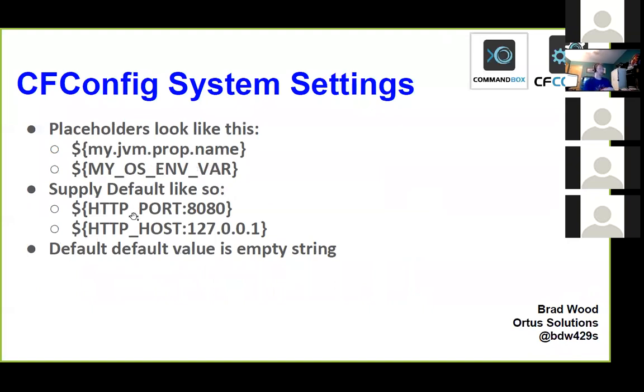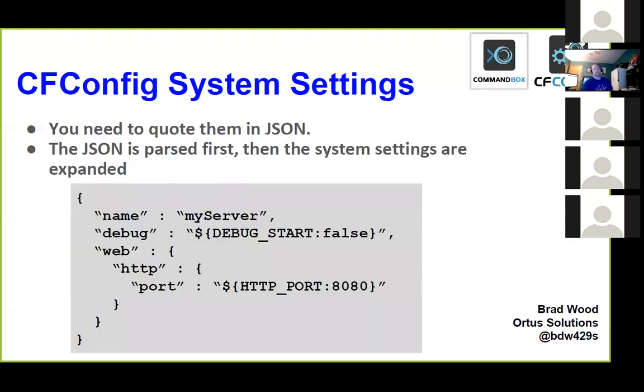And you can also supply a default, so you can make these kind of dynamic. You can say, look for an environment variable called HTTP port, colon, if it doesn't exist, use 8080 instead, right? And if it doesn't exist and you don't give it a default, it just returns an empty string, which is what you should be used to in environments like Bash and things like that. So the way you use it looks like this.